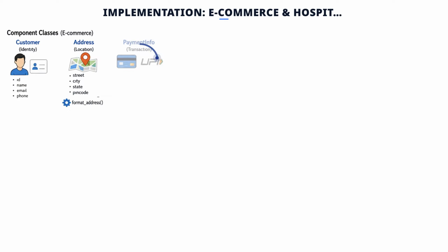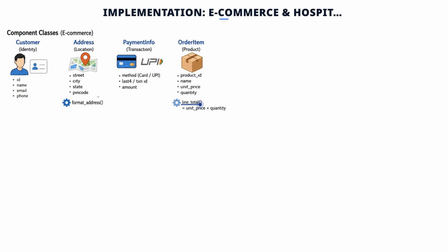Third, the PaymentInfo class handles the transaction details, like whether the user used a credit card or UPI. And fourth, the OrderItem class handles the specific product being bought. It keeps track of the price and the quantity. Notice it includes a method called line total, which simply multiplies the unit price by the quantity to calculate the cost for that specific item.